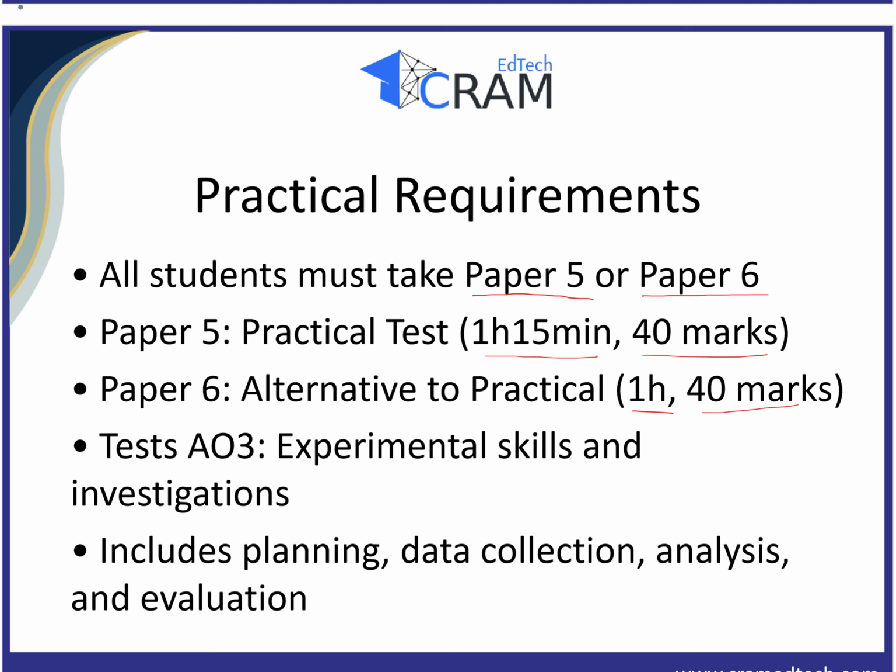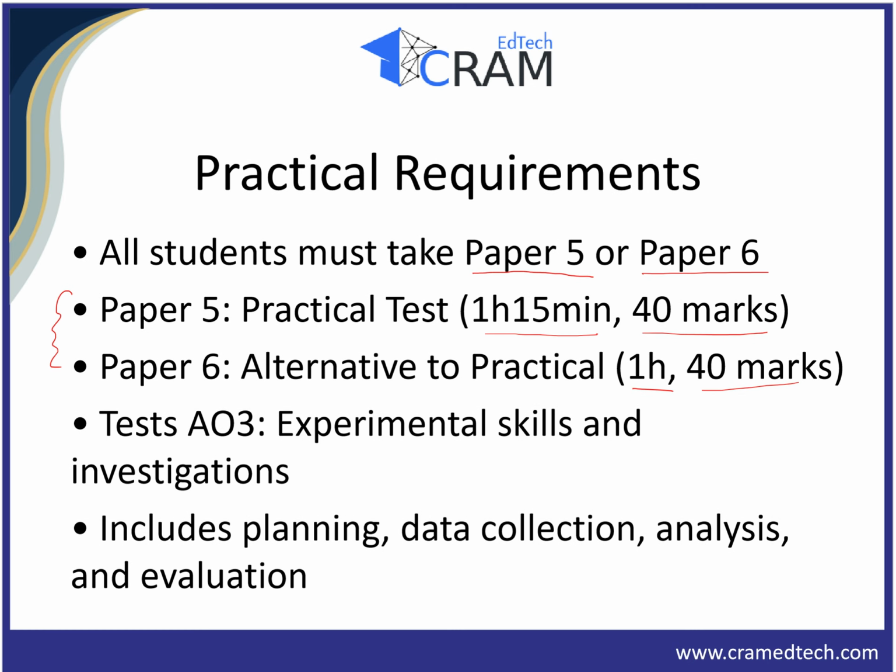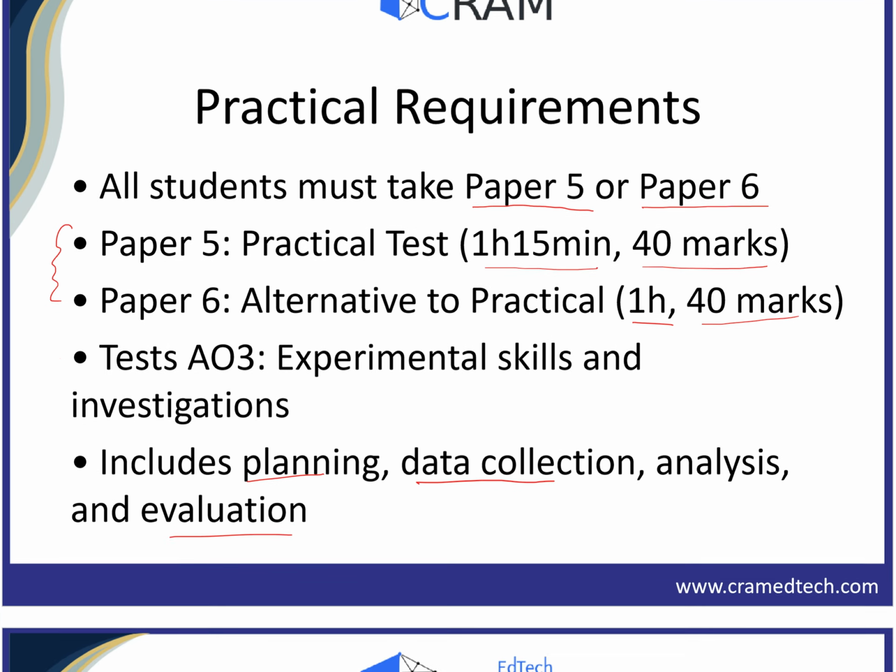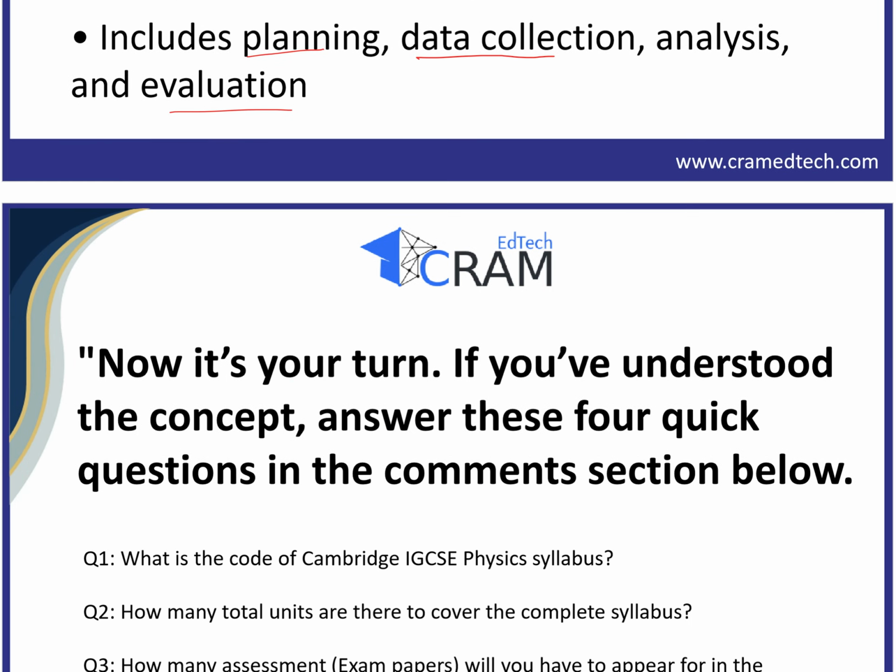And as I said before, with this paper 5 and paper 6, the examiner is basically assessing you on assessment objective 3, which is experimental skills and investigations. Okay, now including planning, data collection, analysis, and evaluation. So all this comes in paper 5 or paper 6. If we have a look at the next slide.